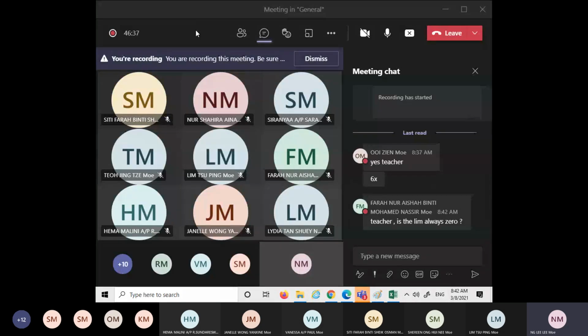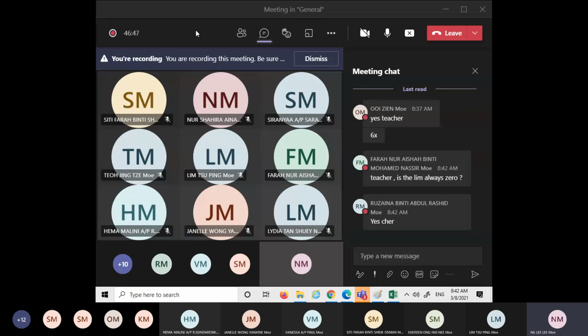Teacher, is the limit always 0? Not necessarily, but for first principle, yes. Okay, the limit for h always approaches 0.